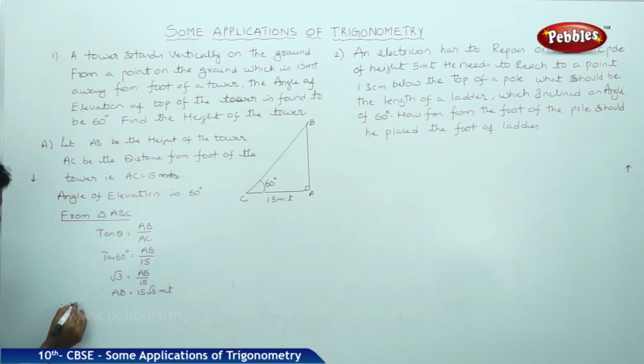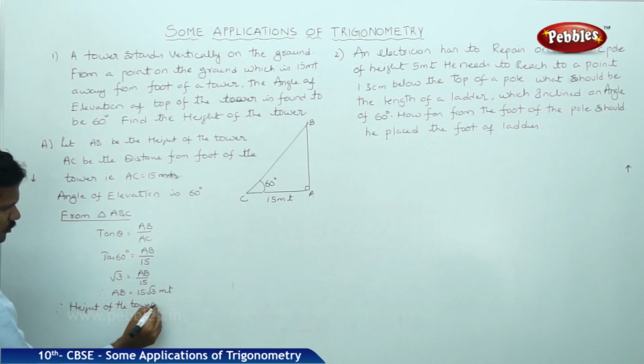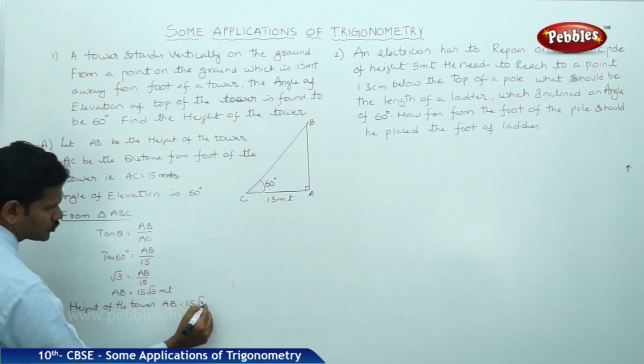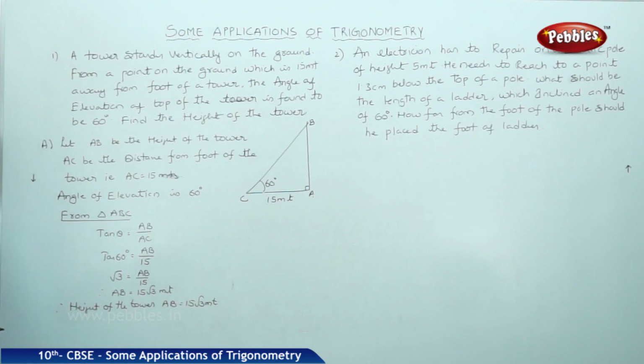Therefore, the height of the tower AB is equal to 15 root 3 meters.